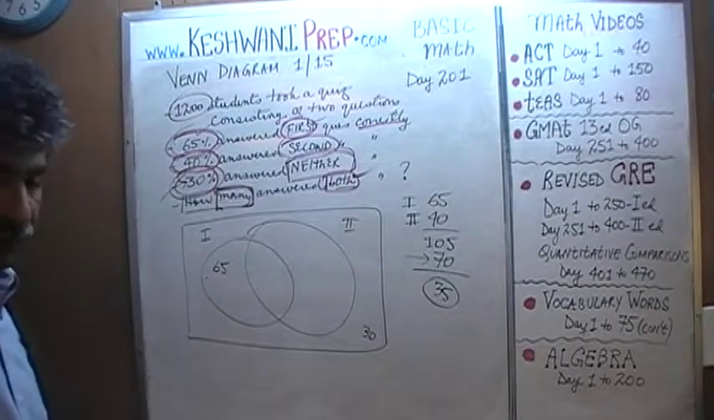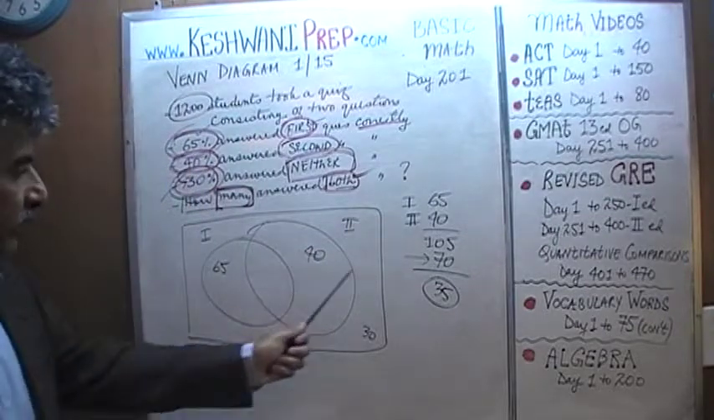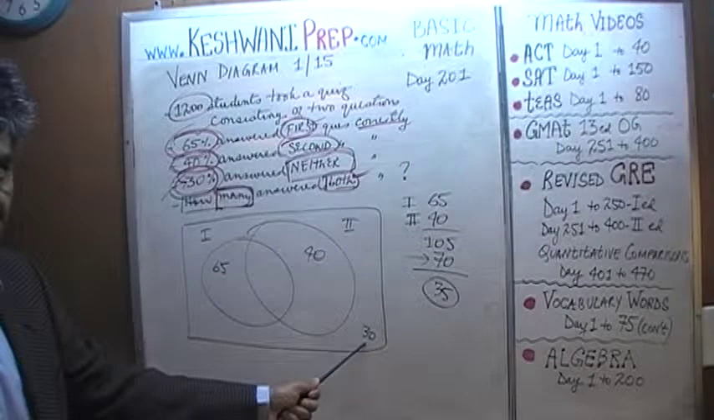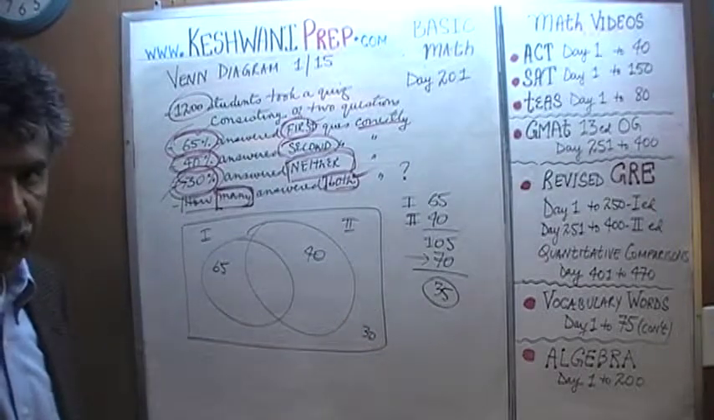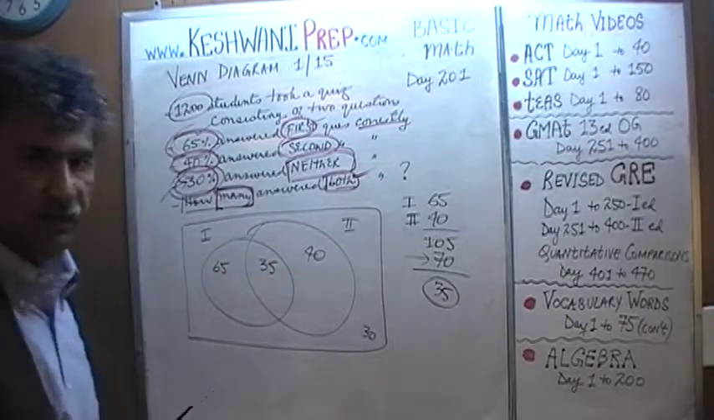Number of people who got the first question correct, 40 over here. Then we add them up, we get 105. 105 minus 70, which is the, if 30 people answered neither, that means 70% must have answered one or two or both. The difference is 35. That 35 is double counted, and since it's double counted, it must appear in this area.